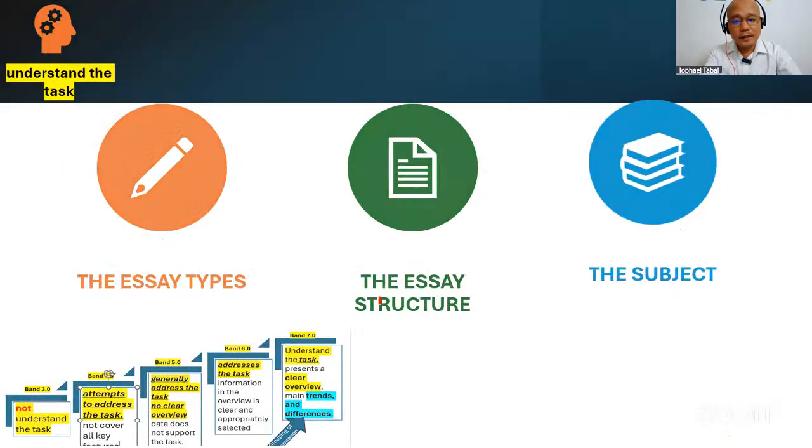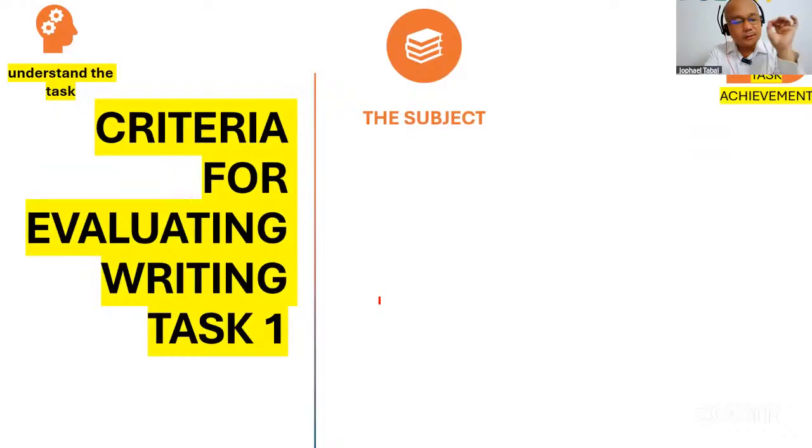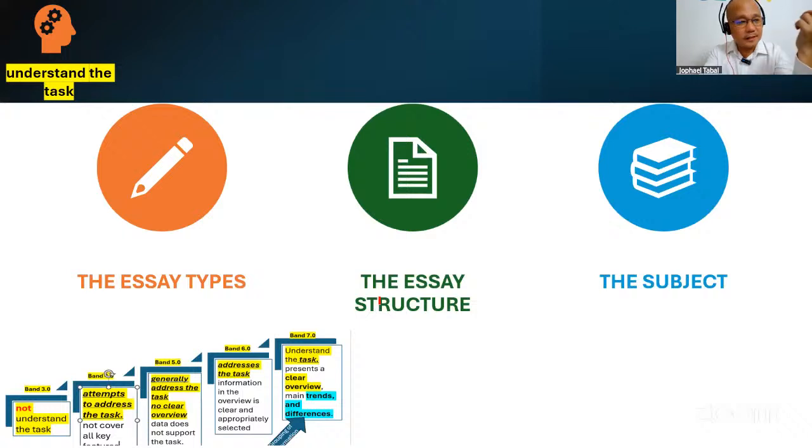Now the subject, understand the task again. When we say understand the task, it means we have to understand the essay types. There are 2 essay types of data essays: dynamic graphs and static graphs. Then for the essay structure, we have 2 essay structures. We have the most common one, which has introduction, overview, body paragraph 1 and body paragraph 2, and the other, the second essay structure, which has introduction, body paragraph 1, body paragraph 2, and conclusion.